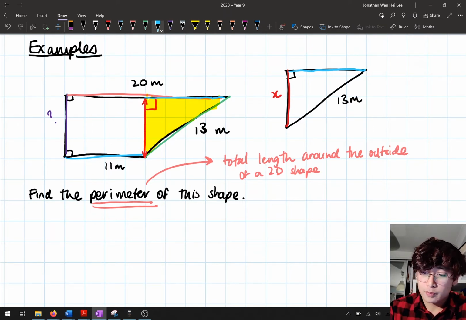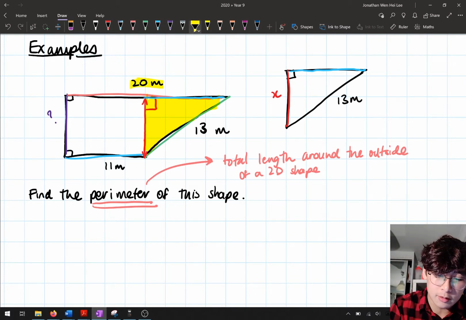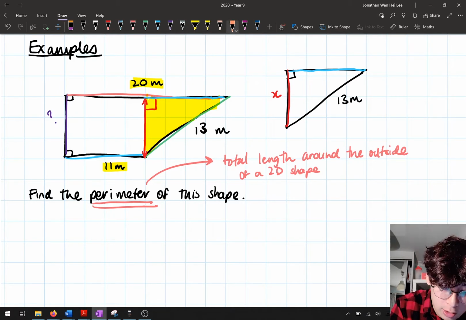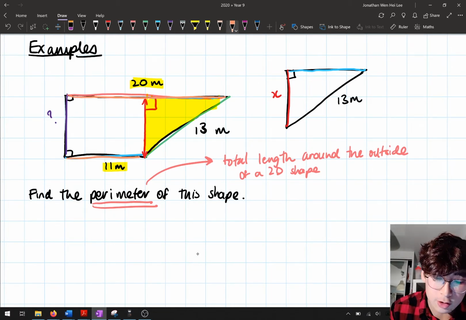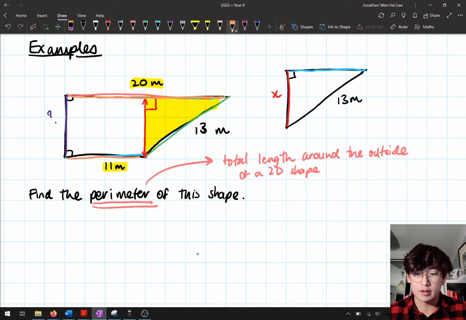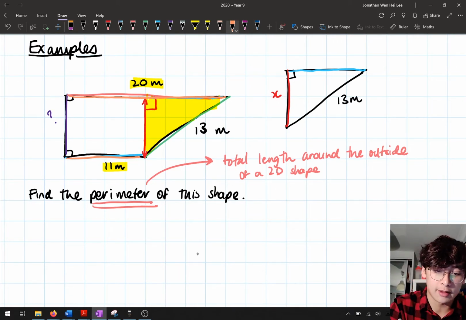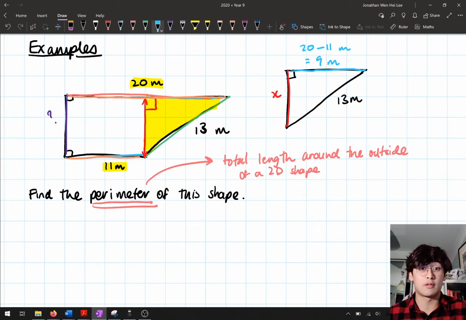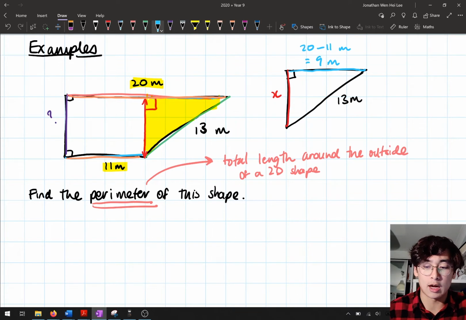If you have a look, this length at the top there is just going to be my top length minus my bottom length. If you notice, I've got these two lengths parallel to each other. And so if I subtract the two from each other, I will actually get that top length. So here this is 20 minus 11 meters, which will give me 9 meters. Because I take the length of the top side and subtract it from the length of the bottom side. Because if you have a look at the shape, that's what the two lengths are. Okay, cool. So I've got 9 meters at the top.